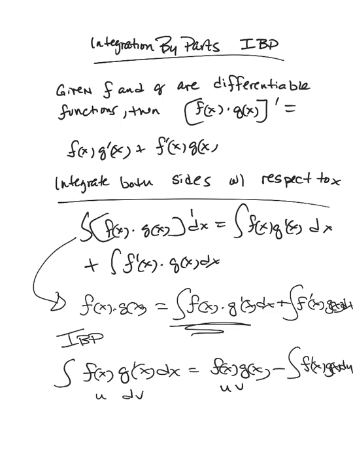Alright. So that's a proof of integration by parts. But what you need to memorize is the integral of u dv equals uv minus the integral of v du. You'll get used to it as we go.